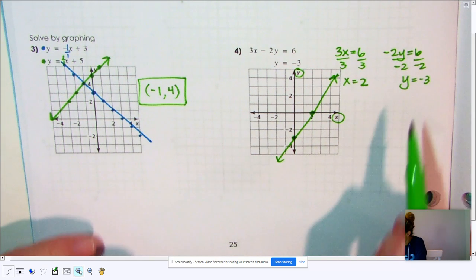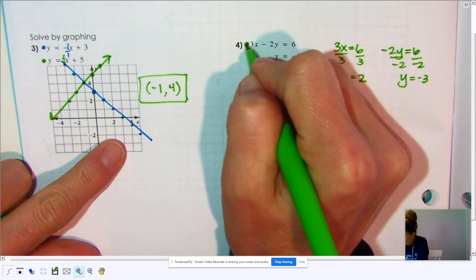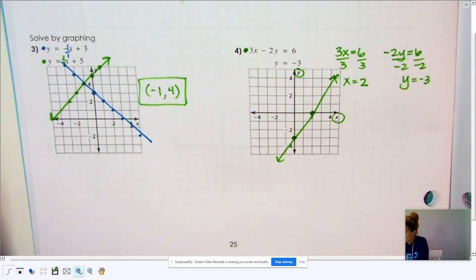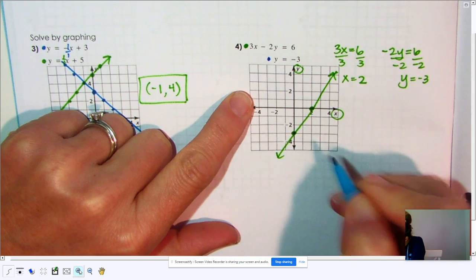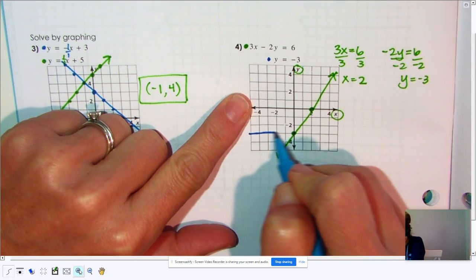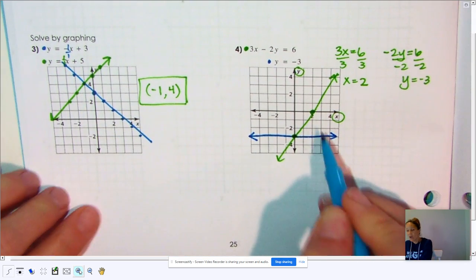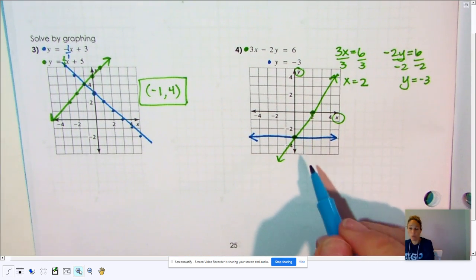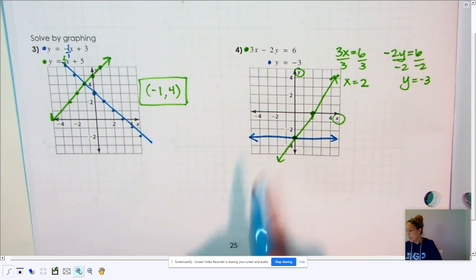Okay, and so then I'm going to graph the other equation. This one was in green. I'm going to do the next one in blue. And I'm going to find y equals -3, which is right there. And the line where y is always equal to -3 is this horizontal line right here, okay?